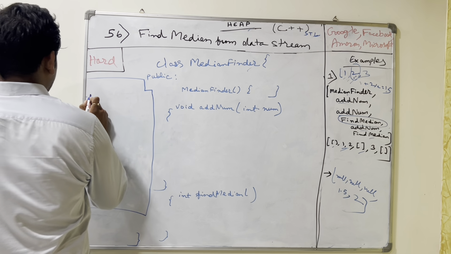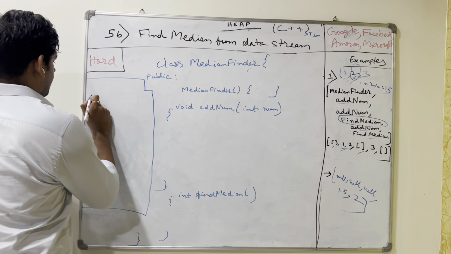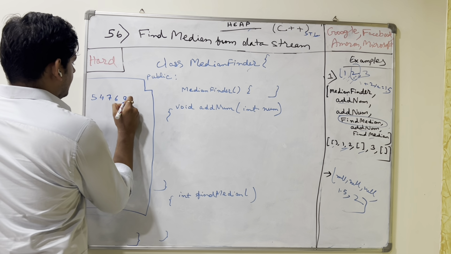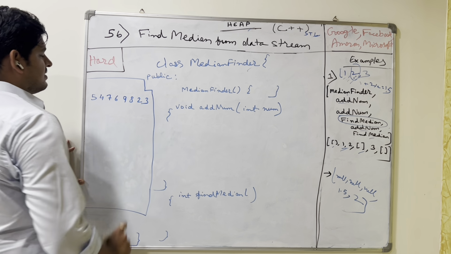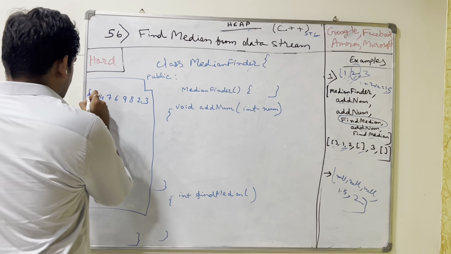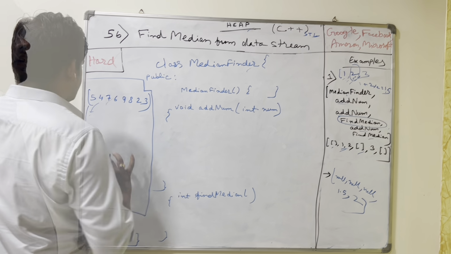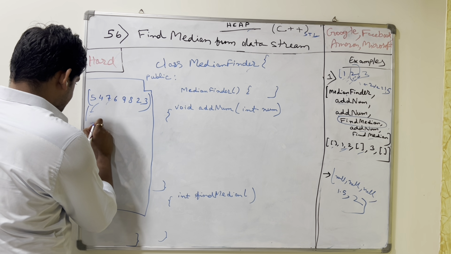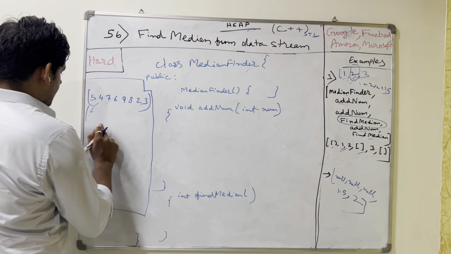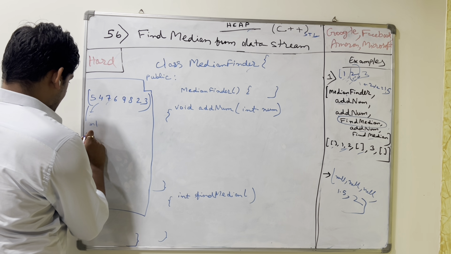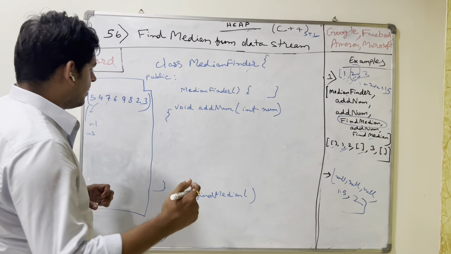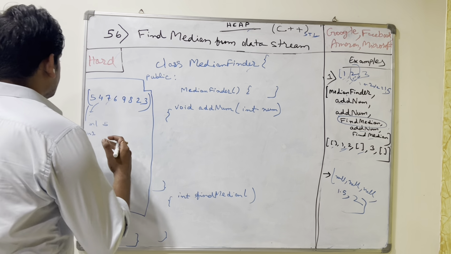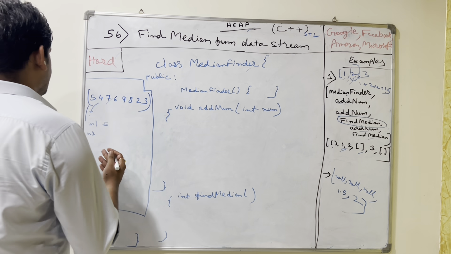Okay. So say the elements in the data stream are coming as 5, 4, 7, 6, 9, 8, 2, 3, like this. We have a list of data that has come. Okay, this is the data, right? So say we have a max heap, M1, and a min heap, M2. Whatever elements come in the beginning, we enter them in the max heap, 5. Then the next element comes, we enter it in the max heap.